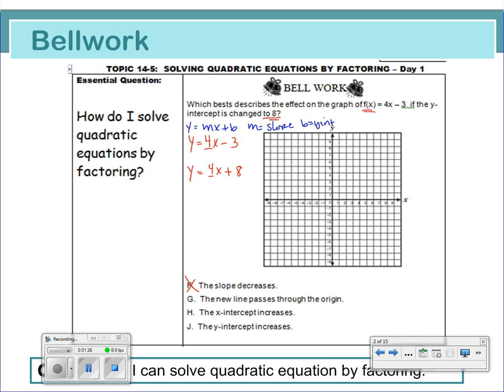H says the x-intercept increases. I don't know that one yet because I haven't graphed it. And then J says the y-intercept increases. Well, I can look at that. My original y-intercept was -3. My new y-intercept is 8. And it definitely does increase. So I think J is the correct answer, but I'm going to be sure by actually graphing the lines. To do this, I'm going to use my calculator.